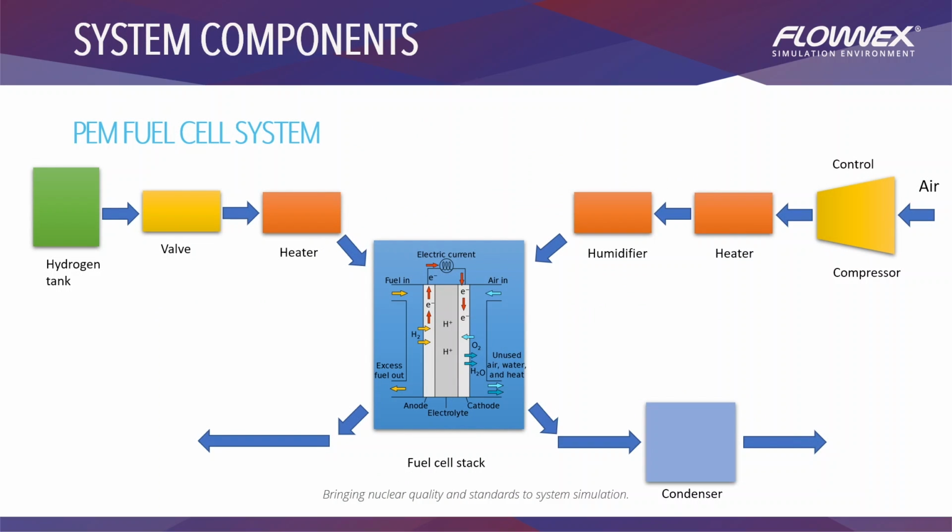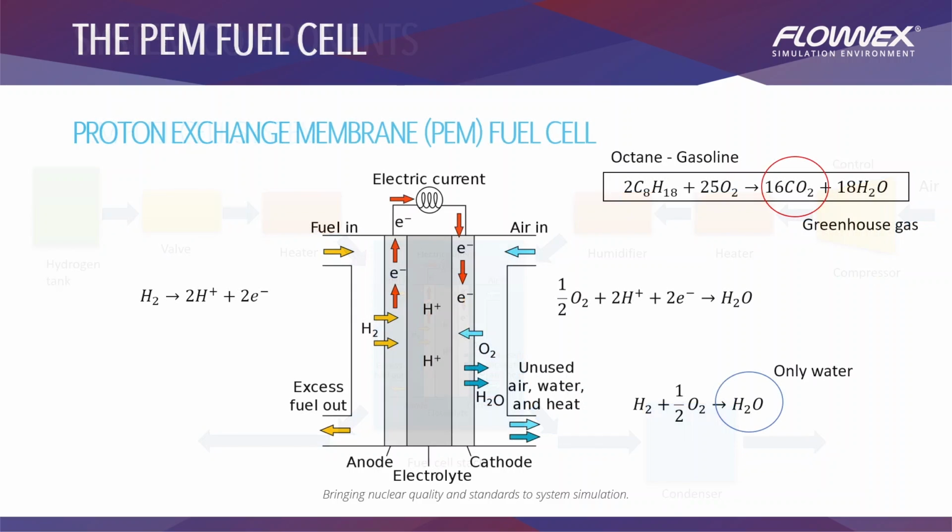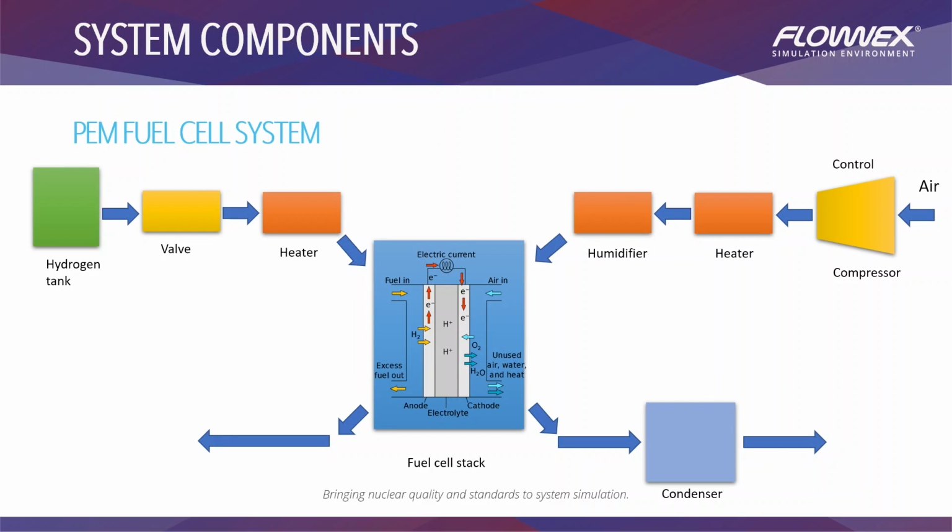To keep the membrane at a certain temperature and keep the moisture content of the membrane such that it does not dry or flood, several components need to be added to the system. A simplified model of the PEM fuel cell system components needed for proper water and thermal management is shown here. Gaseous hydrogen is stored in a high pressure tank. The flow rate is controlled with a valve and then fed into a heater to increase the temperature to the desired stack temperature.